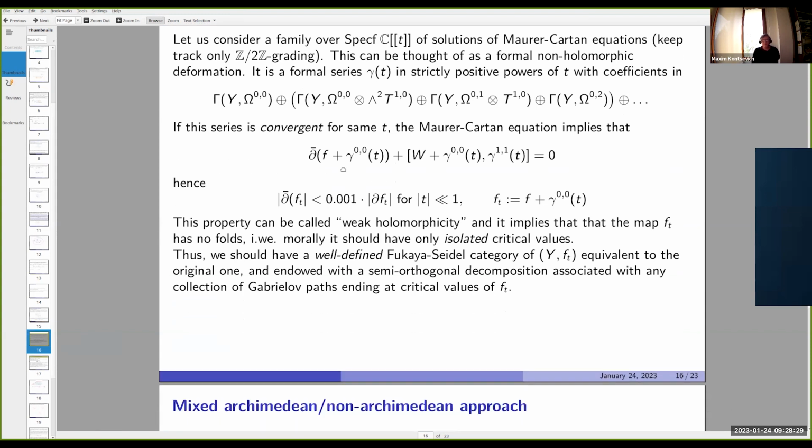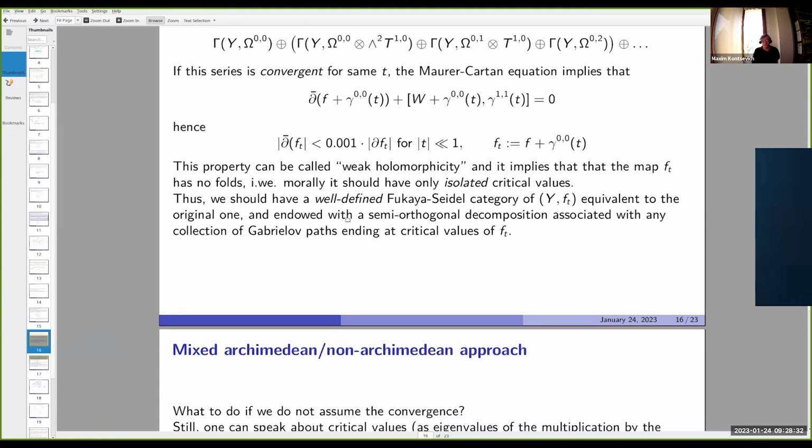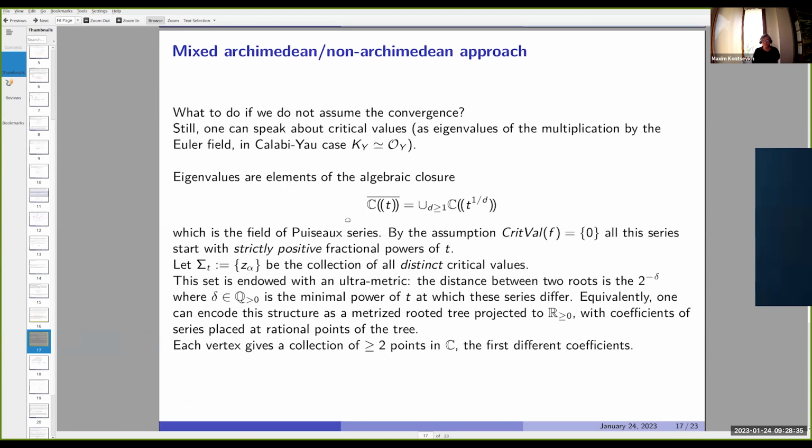Okay, so how to deal with this issue of convergence or non-convergence? It will be some kind of mixed Archimedean, non-Archimedean approach, or one could say minimal theory, something like this. So what happens is we don't assume the convergence, which we don't have a priori. And still, I claim that one can speak about critical values. Let's again, for simplicity, assume that we are in a situation where the moduli space should be smooth, where my open manifold has trivial canonical class.